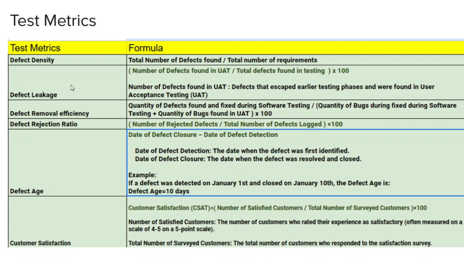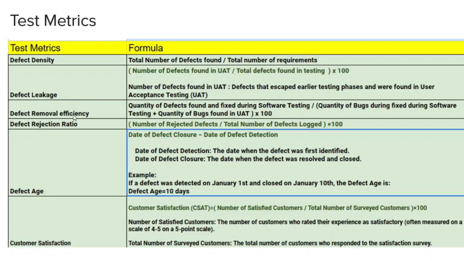Basically, what is the number of defects found in UAT? Defects that escaped the earlier testing phases and were found during user acceptance testing. That value is divided by the total defects found in testing. So as a QA team, how many defects you have found in your overall testing, into 100. So this divided by this, whatever value you are getting, into 100, that will give you the defect leakage value.